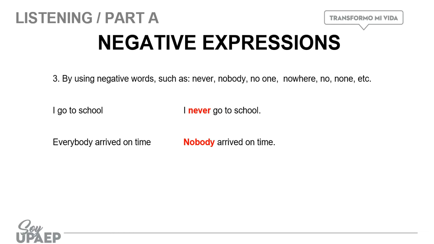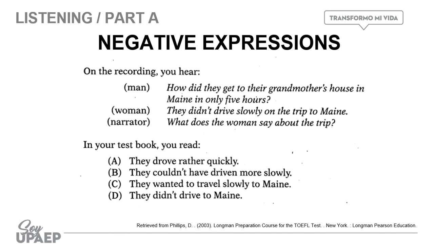So how are these three different situations applied on the listening section of the TOEFL test? Here we have an example. How did they get to their grandmother's house in Maine in only 5 hours? They didn't drive slowly on the trip to Maine. What does the woman say about the trip? Here, it is important that you understand what the negative is trying to say. For example, in this case, what are they trying to say when the woman says they didn't drive slowly on the trip to Maine? Take a moment to decide what the answer for the question is.